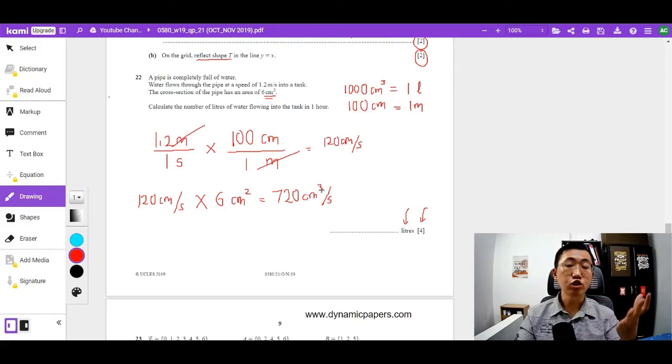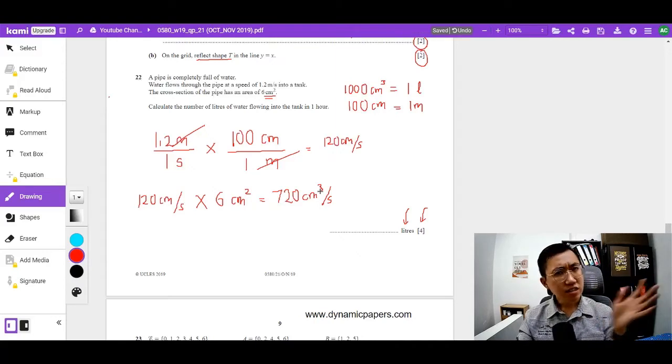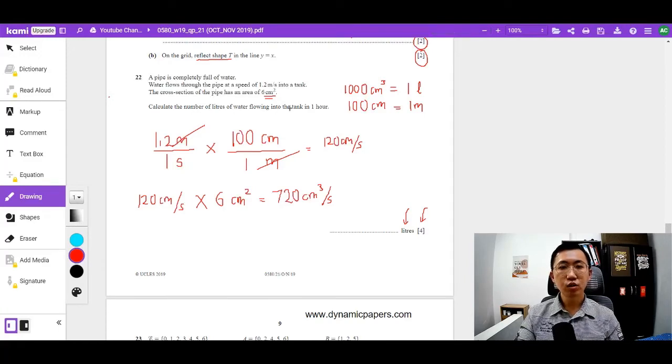So you get a situation now. Every single second, 720 centimeter cube flowing. Okay? Continue to read the question. So calculate the number of liters of water flowing in 1 hour. So next, they are trying to test you on how many seconds is actually 1 hour. So do you know that? That's actually 3,600 seconds. Okay? So they are testing you on this conversion unit one more time. So let's do that.